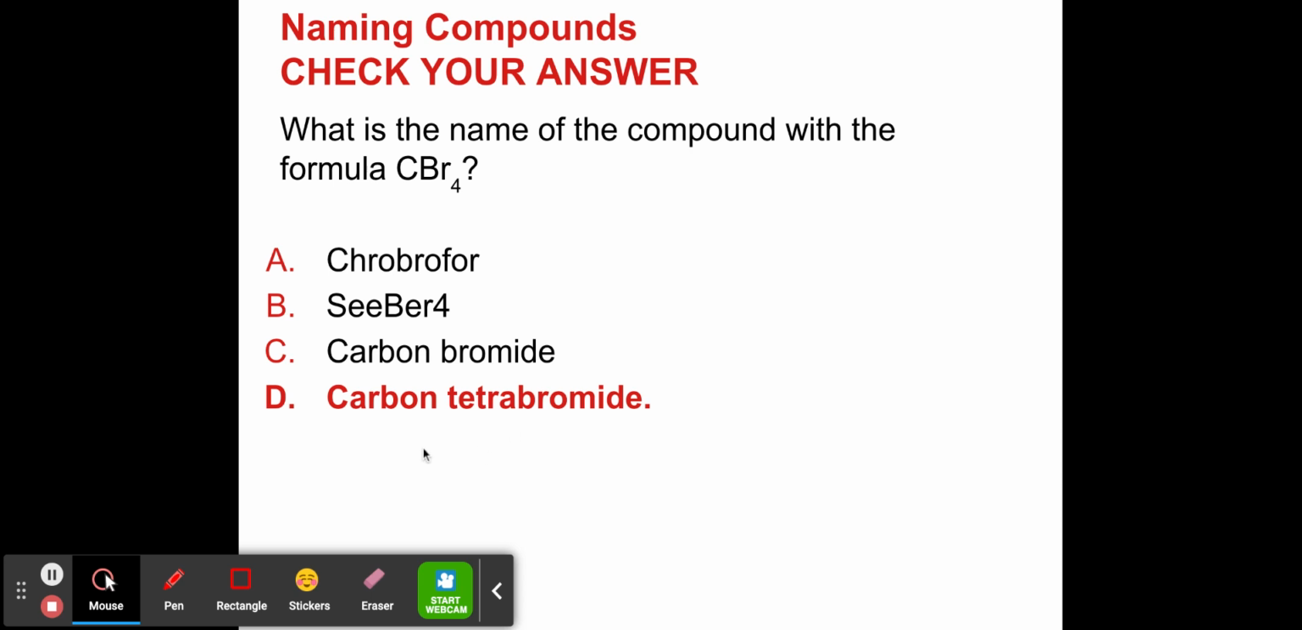All right. So that's that for this section. I hope you were able to learn how to name these compounds and understand how elements turn into compounds. I'll see you in the next chapter.